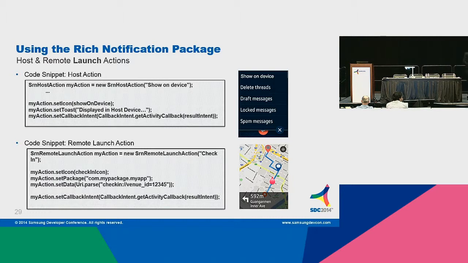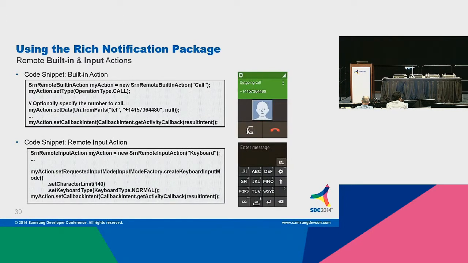This is the simple code snippet where you can easily add actions to your already done notifications, like the host action and then the associated content and the callback intent. The same goes for the remote launch action and the built-in action, remote input action. All you have to do is call the right class, set the contents and the right callback intent.